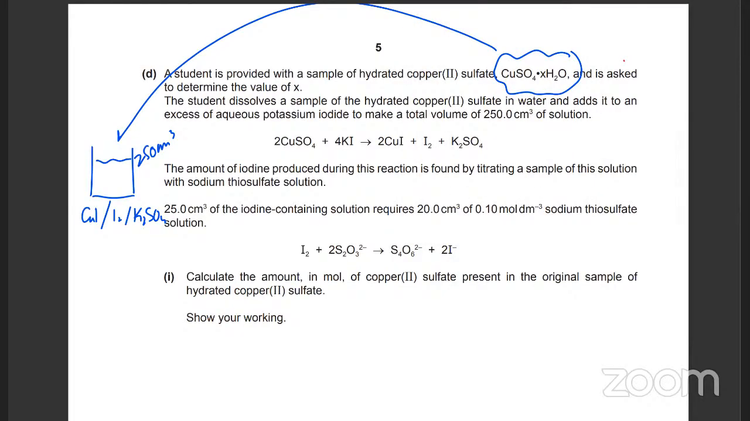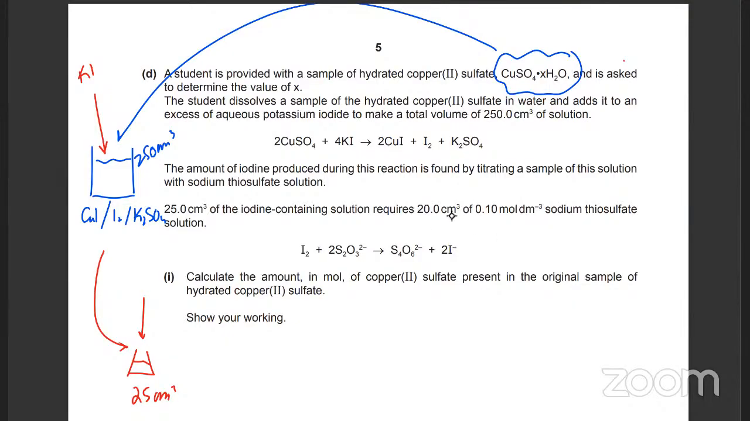So what did he add in this? He added KI. Now 25 cm3 of the iodine containing solution requires... So now he's taking a 25 cm3 sample, a tiny sample of this original solution, and he's now reacting it with sodium thiosulfate. So he's putting sodium thiosulfate into it, and the sodium thiosulfate is 20 cm3.